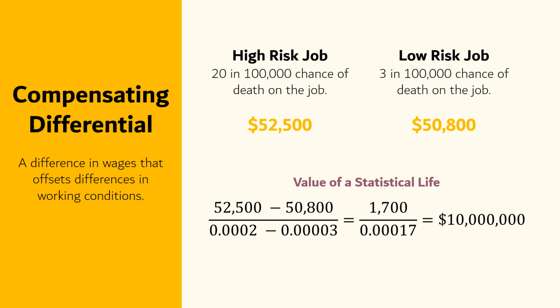So what would it take to get them to accept a 100% chance of death? If you divide 1700 by 0.00017, you get the answer, which is $10 million. This calculation offers a hypothetical answer to what the value of a person's life is. Obviously, that's something we cannot truly measure in dollars.